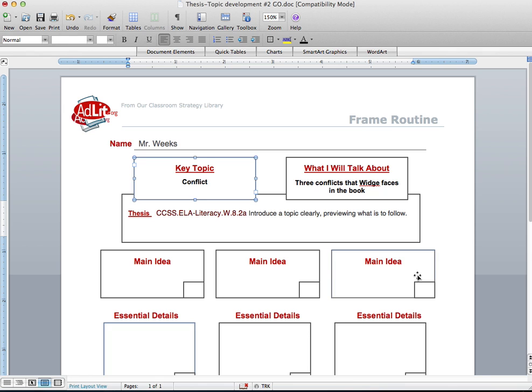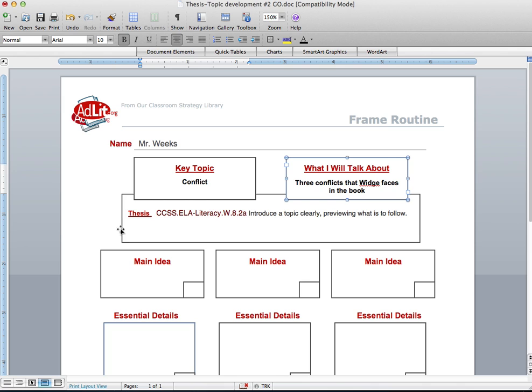Today, I'm going to ask you to write a thesis about conflict in the book Shakespeare Scribe. So our key topic is conflict. And the next box, what I will talk about, is where we are a little bit more specific about our topic. So what you will be talking about are 3 conflicts that Widge faces in the book.